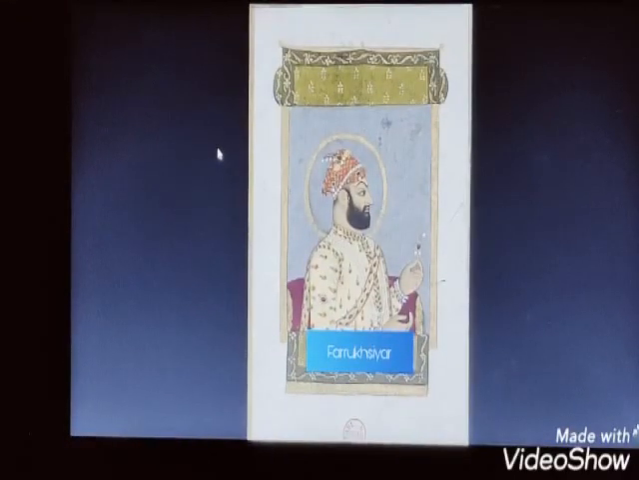Farrukh Siyar, Abul Muzaffar Muinuddin Muhammad Shah Farrukh Siyar Alim Akbar Sani Wala Shan Padshah Bahadur Bar. This was the full name of Farrukh Siyar, and he is also known as Shahid-e Muzallam. He was born on 20 August 1685 and died on 19 April 1790.